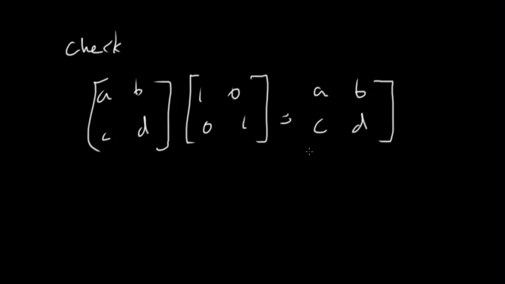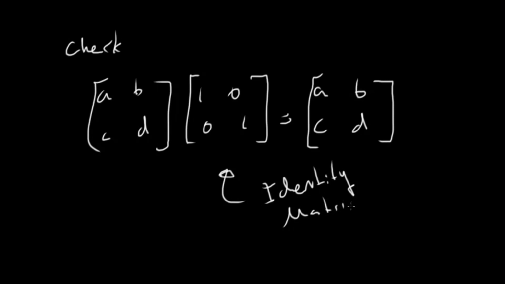Look at that. We have an identity matrix for 2 by 2 matrices. Cool. All right, let's keep going.